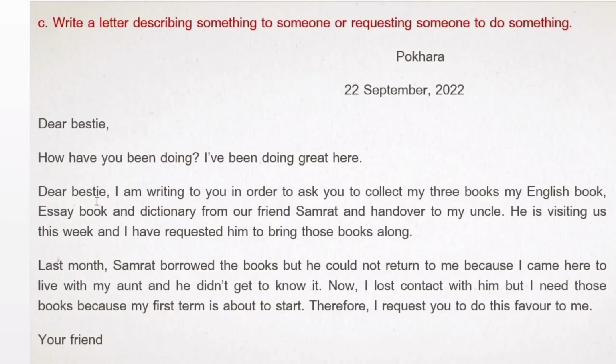Dear bestie, I am writing to you in order to ask you to collect my three books, my English book, essay book and dictionary, from our friend Samrat and hand them over to my uncle. Uncle is visiting his house this week and I have requested him to bring those books along. Last month, Samrat borrowed the books, but he could not return them to me because I came here to live with my aunt and he didn't get to know it. Now I lost contact with him, but I need those books because my first term is about to start. Therefore, I request you to do this favor for me, your friend, and then write down your name.